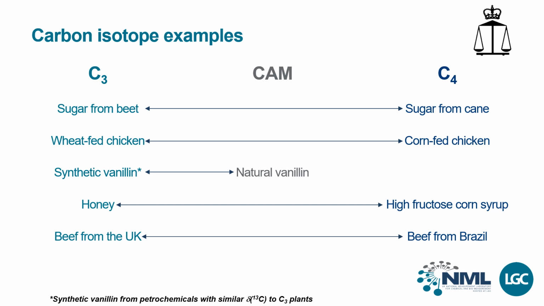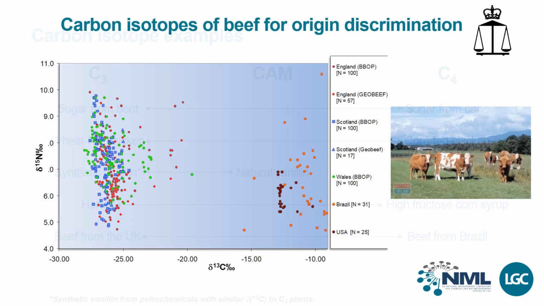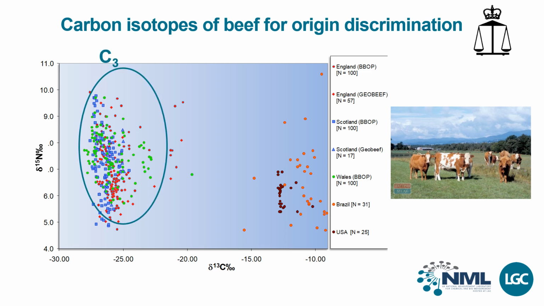If there are differences in feeding regime between countries in terms of the C3-C4 balance in animal diets, then carbon isotopes may distinguish country of origin too. Here is a plot of the carbon isotope delta of defatted beef protein from UK, USA and Brazilian cattle. The UK beef generally displays a C3 carbon isotope delta, while the USA and Brazilian beef has a C4 signal. Here, carbon isotope analysis can provide an indication of geographical origin.